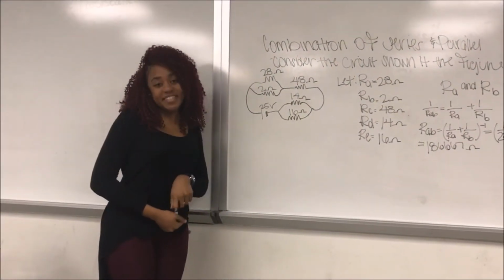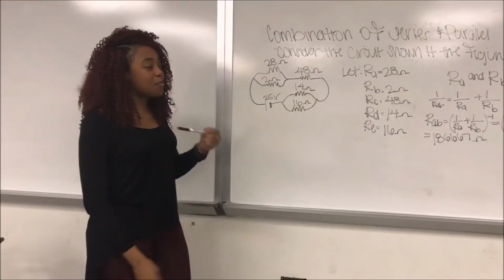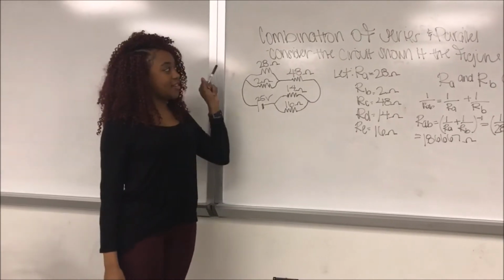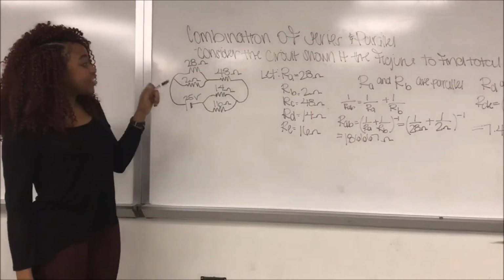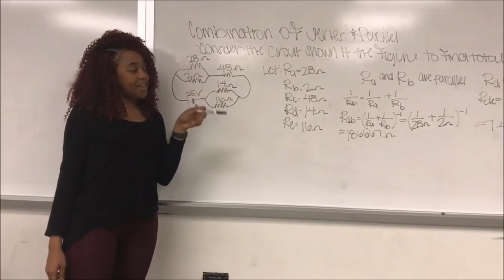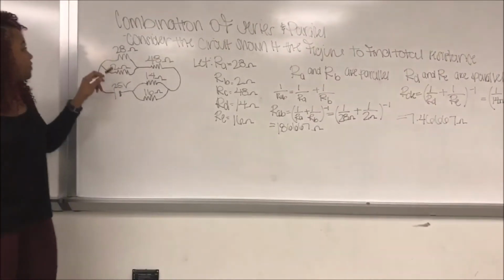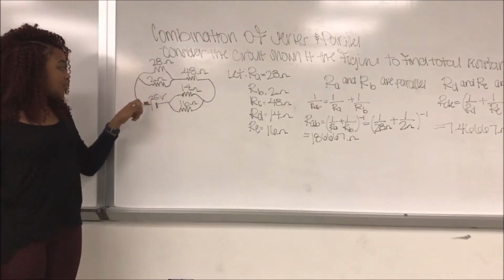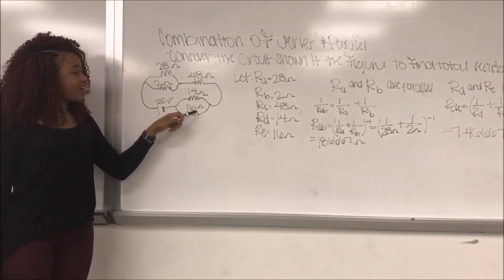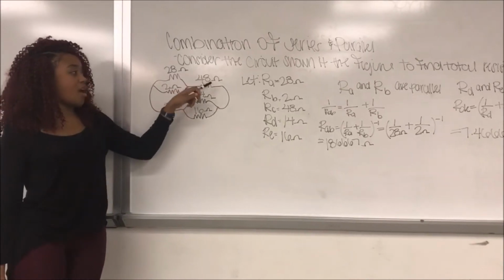My name is Arian Johnson, and I will be explaining the combination of series and parallel. Consider the circuit shown in the figure to find the total resistance. We have 28 ohms, 2 ohms, 25 volts, 16 ohms, 14 ohms, and 48 ohms.